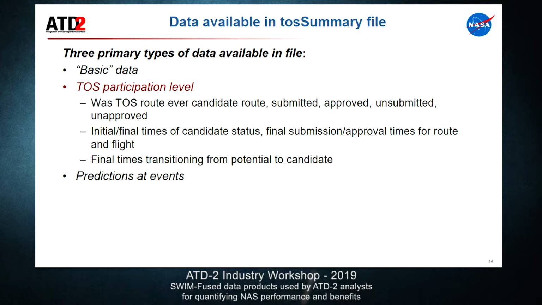There may be multiple approvals and unapprovals. We want to make sure we're capturing the full life cycle of what's happening for that flight for each route. And then times that we transition from potential to candidate and back from candidate to potential, because as the situation evolves, a route for a given flight that may have gone to candidate status may just go back and not be a candidate anymore because, based on the state of the system, the benefit pool no longer exists. So we're trying to capture that.